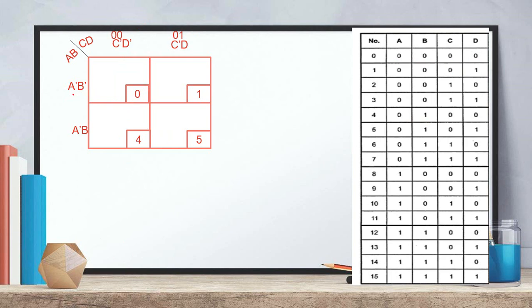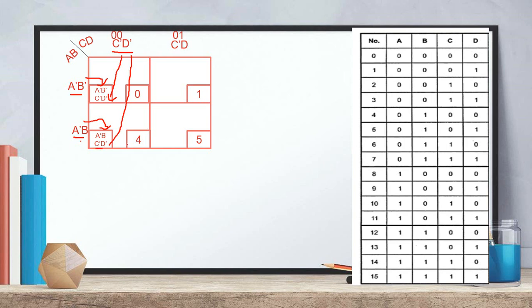So here first we have A bar B bar, written as it is, then from the column side C bar D bar. So this particular cell is known as A bar B bar C bar D bar. Similarly we can take the next cell. In this next cell we have A bar B, so we write A bar B as it is, and from the column C bar D bar, so this portion is C bar D bar.